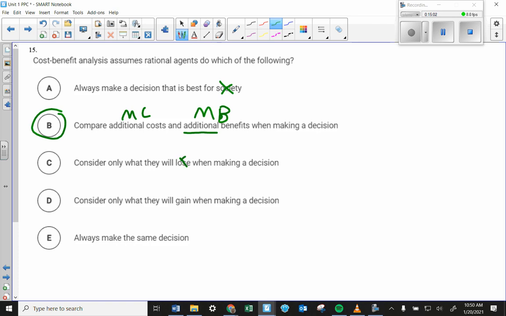You don't only consider the cost, you don't only consider the gain, and you won't necessarily always make the same decision, because eating another donut today might have a different marginal benefit, marginal cost analysis than eating another donut tomorrow. So you won't always make the same decision on whether or not you're going to eat another donut.